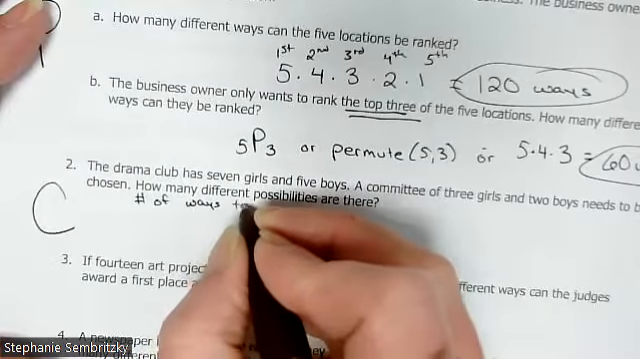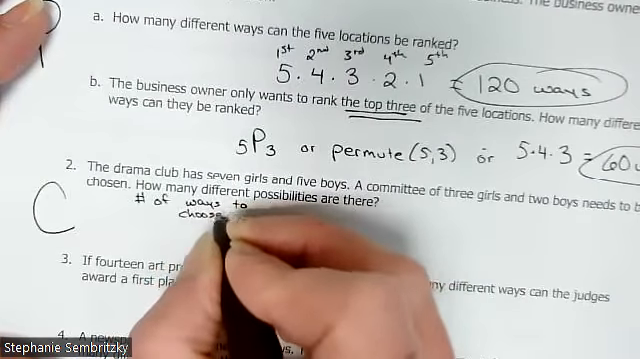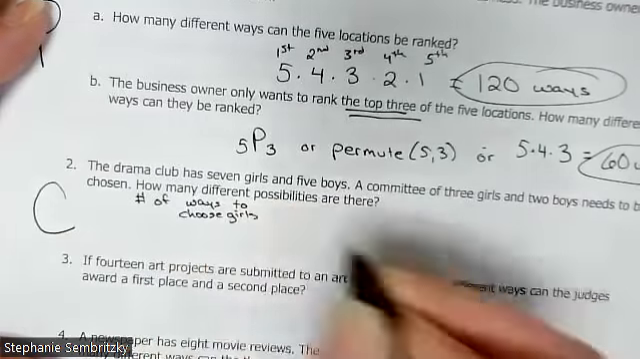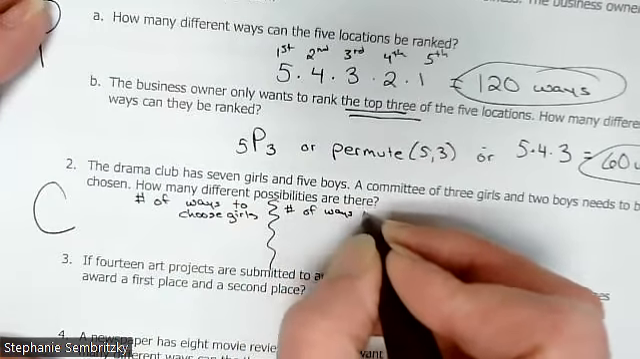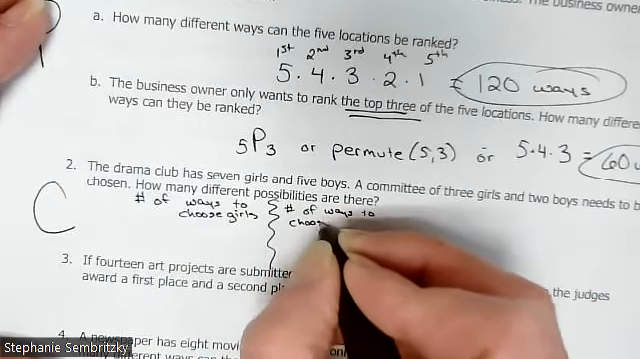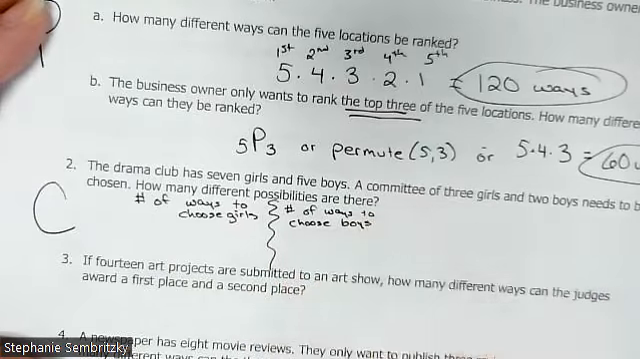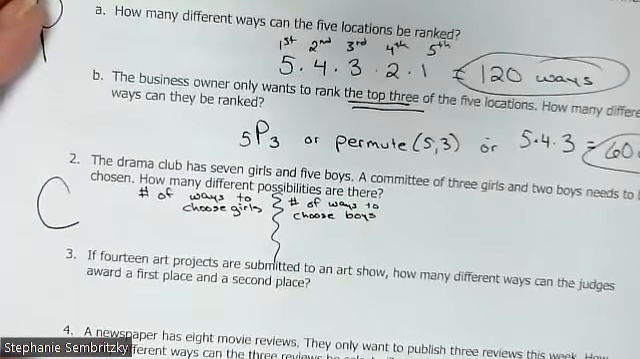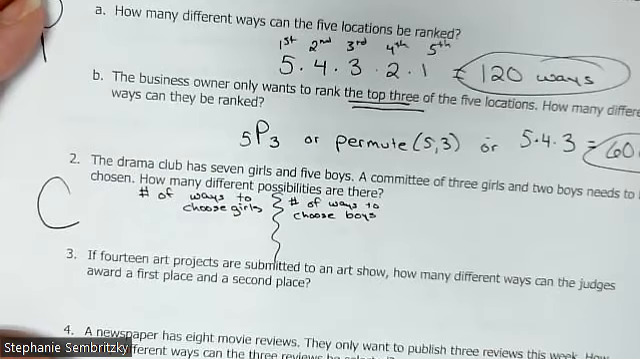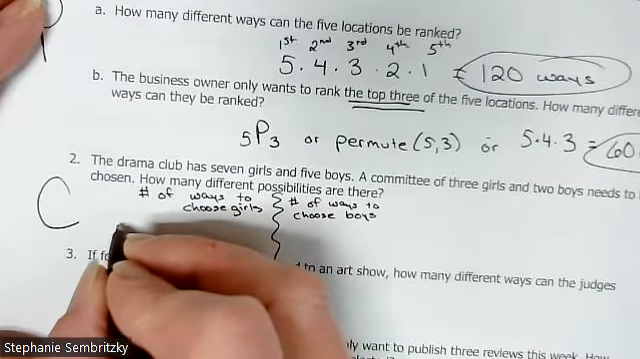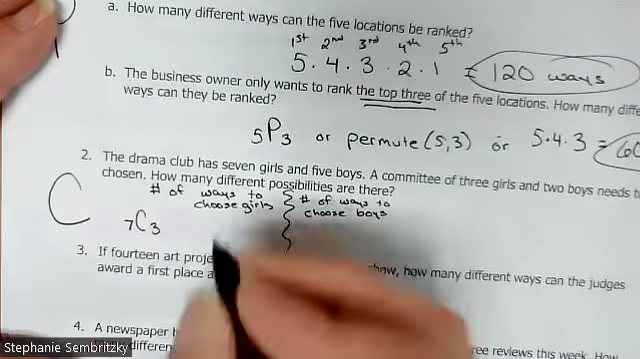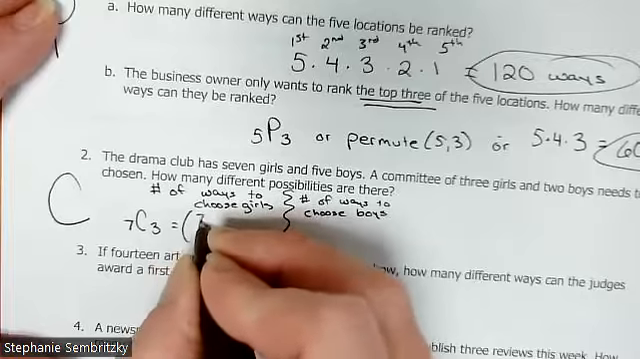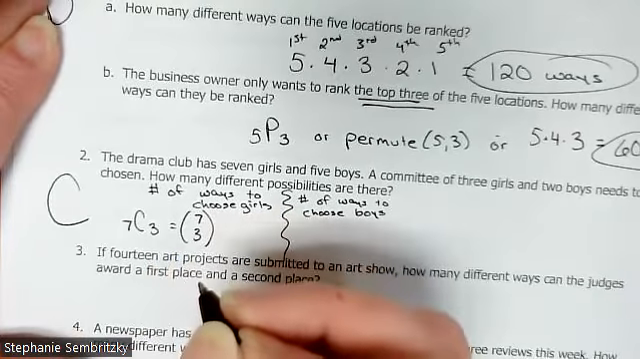Number of ways to choose the girls. And then we're going to figure out the number of ways to choose the boys. So how many girls are there total in the club? 7. And I'm choosing how many? 3. So the official notation is 7 choose 3. My calculator does this parentheses, 7 over 3.